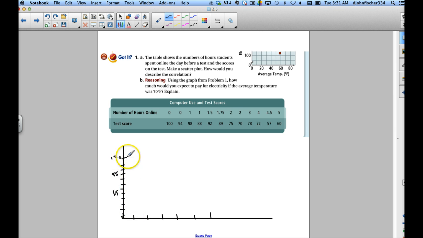So at 0 hours of studying, I'm going to put 0 right here. 0 hours, they get 100. So I'm going to put a dot there. At 0 hours, I get a 94. At 1 hour, they get a 98. At 1 hour, they get an 88. 1.5 hours, they got a 92. 1.3475, they got an 89.